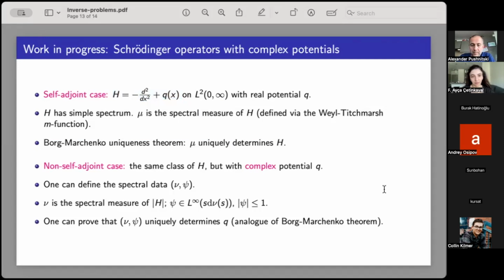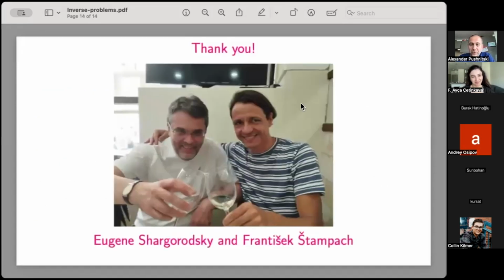Okay, and let me finish by displaying the photo of my collaborator. Okay, so this is also my colleague and friend Eugene Shargorodsky, but he has nothing to do with this work. It's just that I happen to have only one photo of František, which is in this combination.